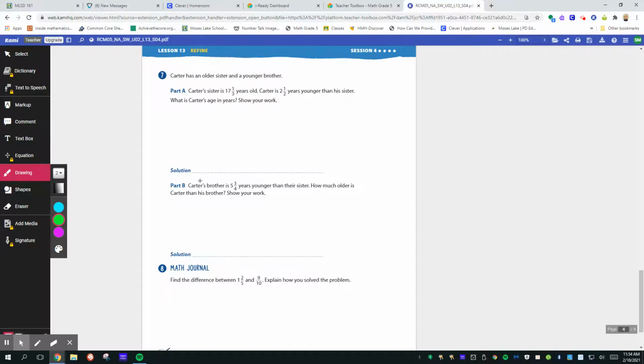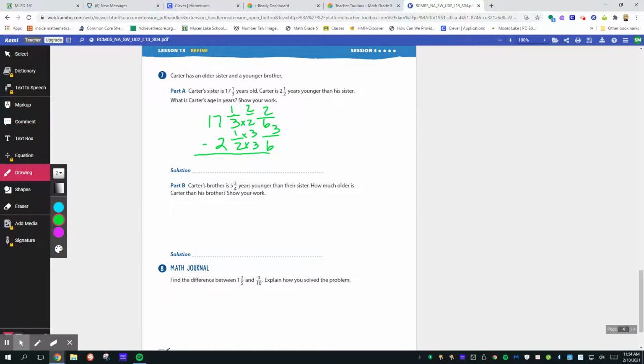So Carter's sister is 17 and 1/3 years old. Carter is 2.5 years younger than his sister. So we're going to subtract 2.5. Okay? So with 3 and 2, we know that our common denominator is going to be 6. And to get there, we have to go 2 over 2. So 1 times 2 is 2. And we have to do 3 because 2 times 3 is 6, so 3.